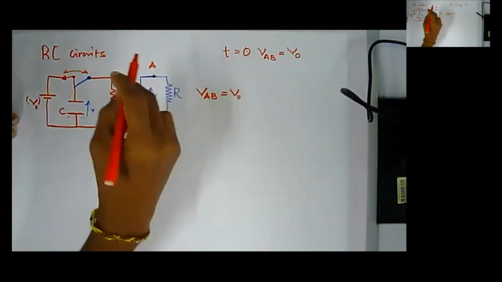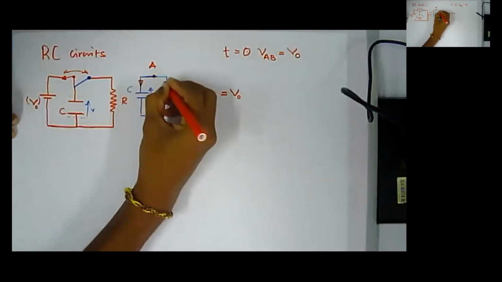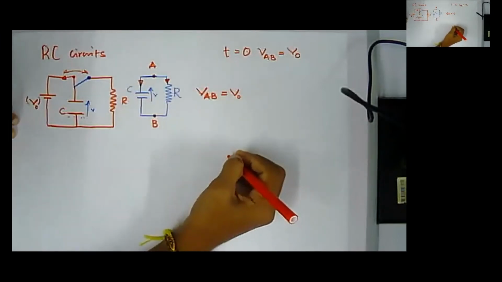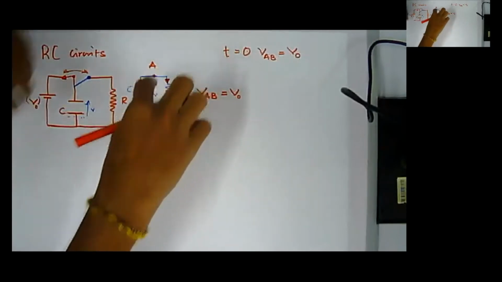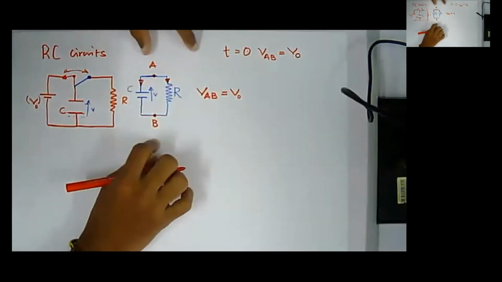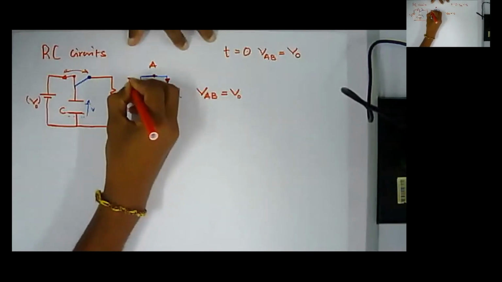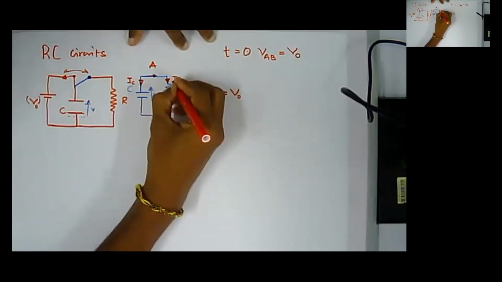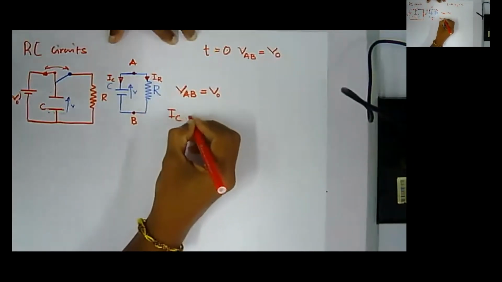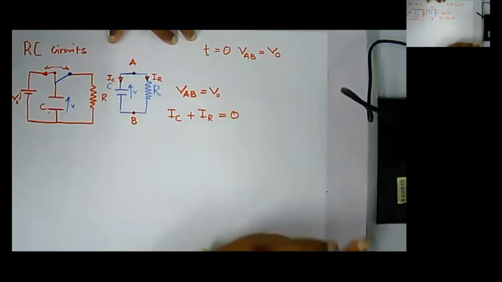Now, right after connecting, the very next moment, a current will start flowing through these two branches because we have a voltage difference of V. Let the current through the capacitor be I_C and the current through the resistance be I_R. So I can write I_C plus I_R equals 0.